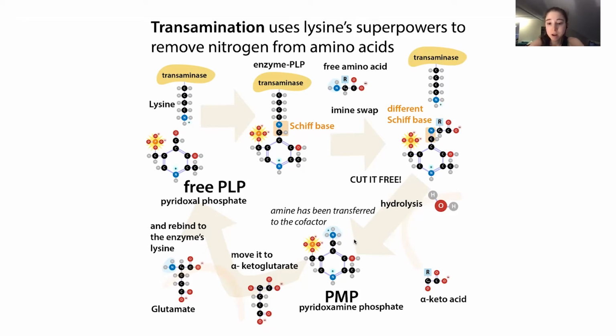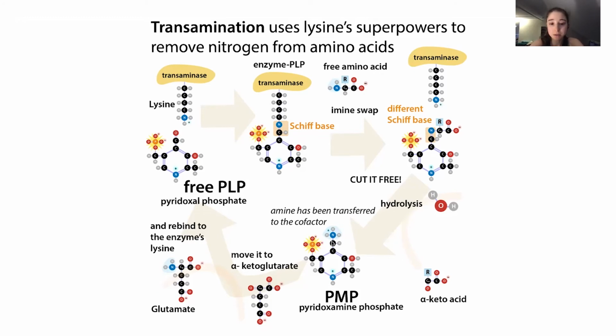cofactor. And now that we've gotten rid of the amino group from the amino acid, it's an alpha keto acid. So it has a ketone, so a carbon double bonded to an oxygen with carbons on either side. And this, which can be used in various forms depending on which amino acid it was, can enter various metabolic pathways. But so now you have this PMP.